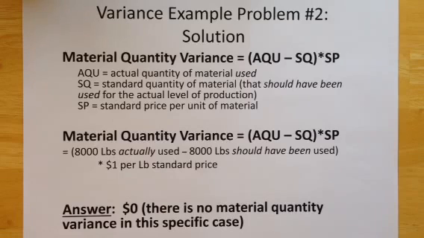But when you determine whether your value for the material quantity variance is favorable or unfavorable, just look at these two numbers. If we actually used more than we would have expected, that's unfavorable. If we actually used less than we would have expected to use, that's favorable.